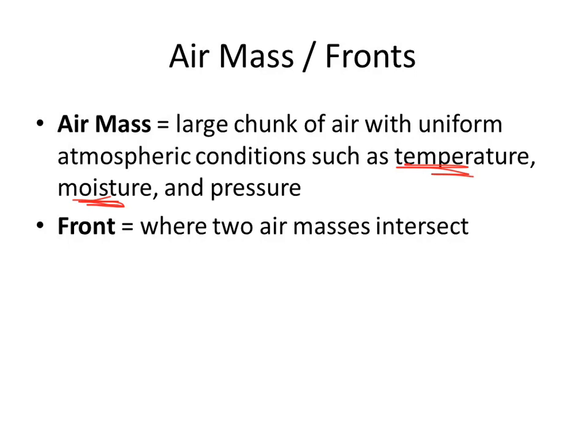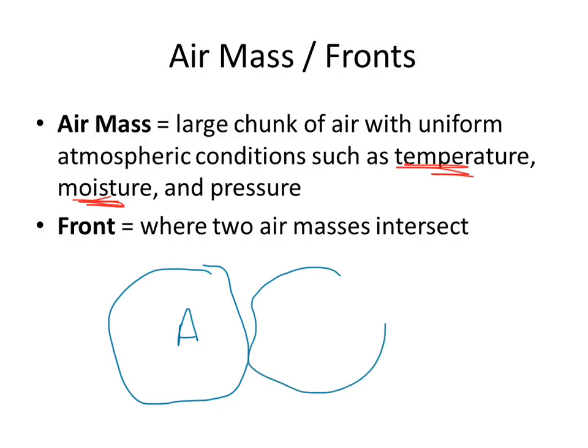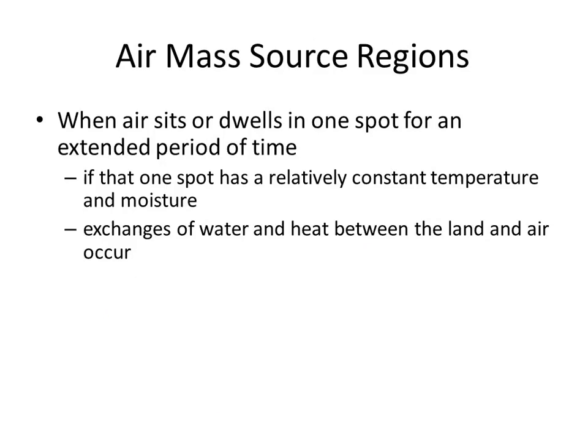In Chapter 9, we'll spend a fair bit of time talking about where these air masses meet. We call that a front, but that's actually for the next chapter. I think fronts are exciting because if we have a blob of air here, A, and a blob of air here, B, and A and B have different temperatures or moisture conditions, then the front is actually right here. These are big blobs of air, right?